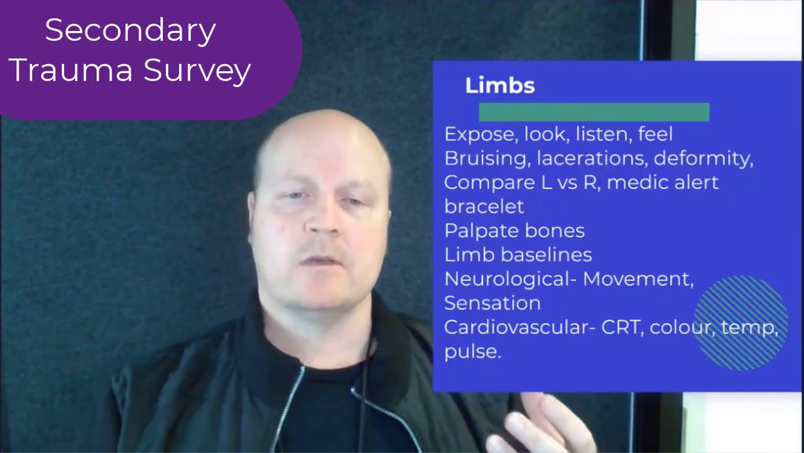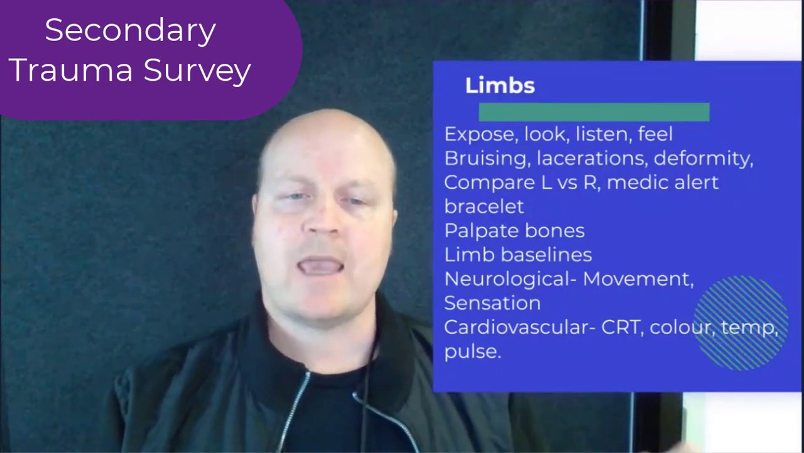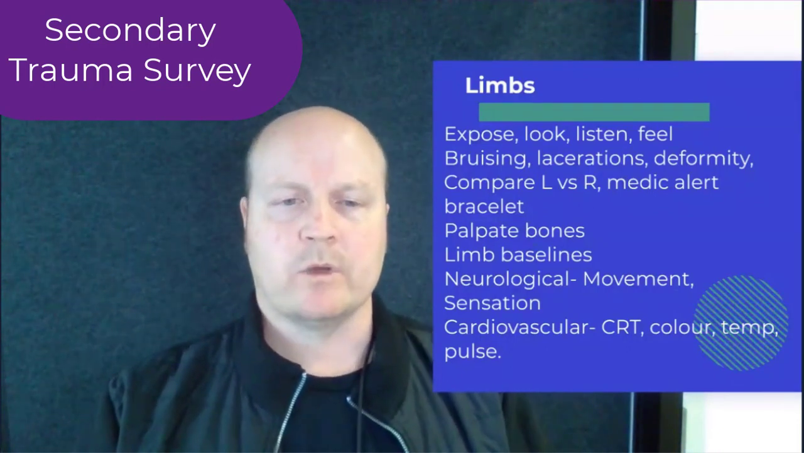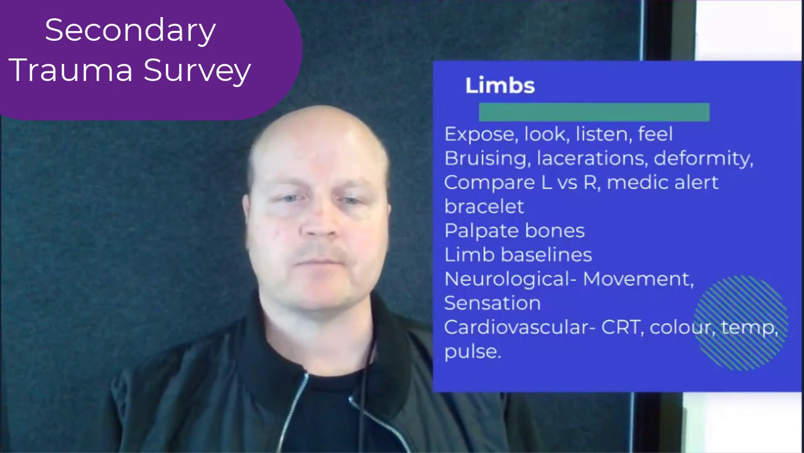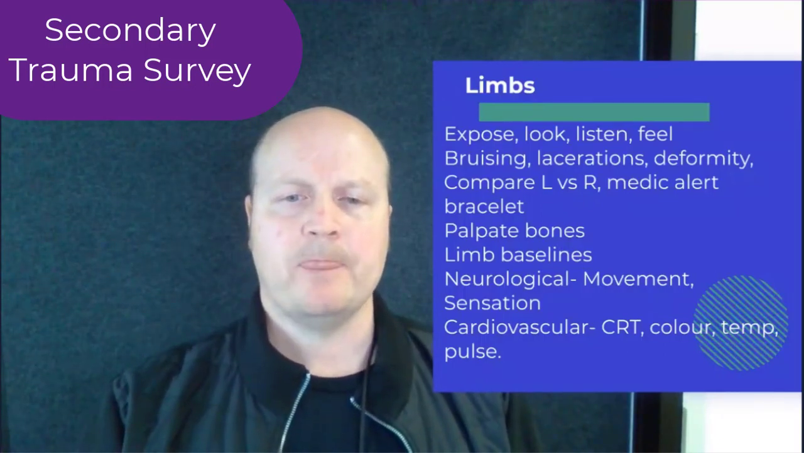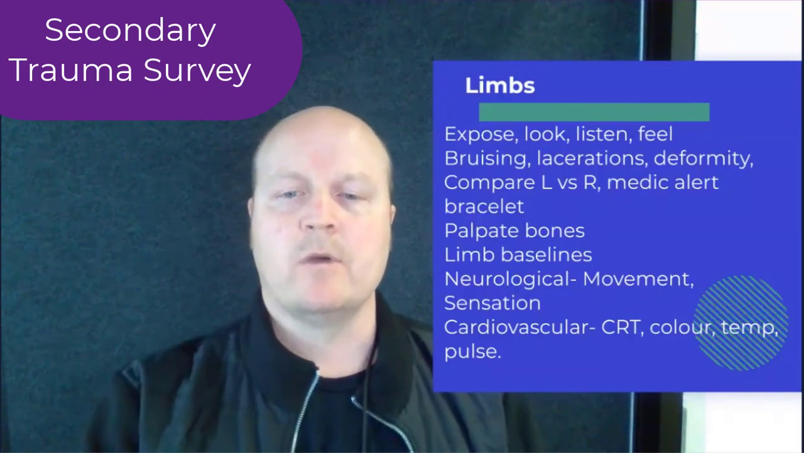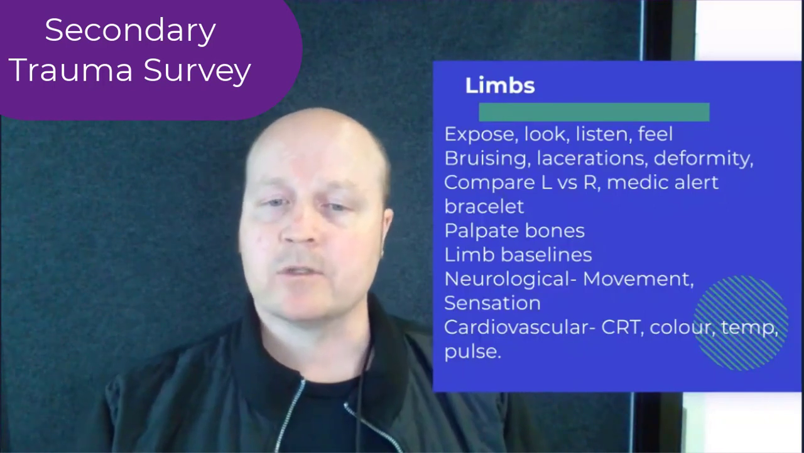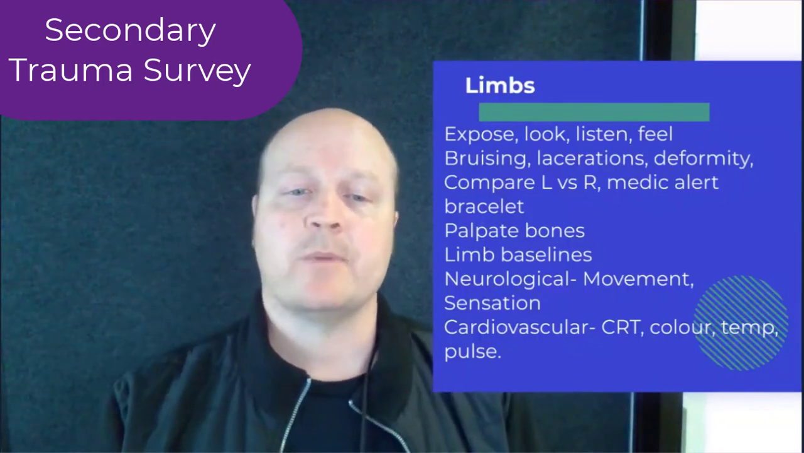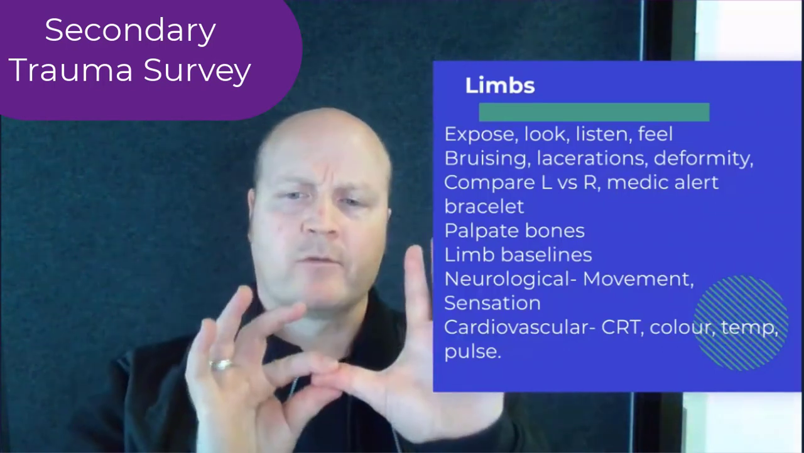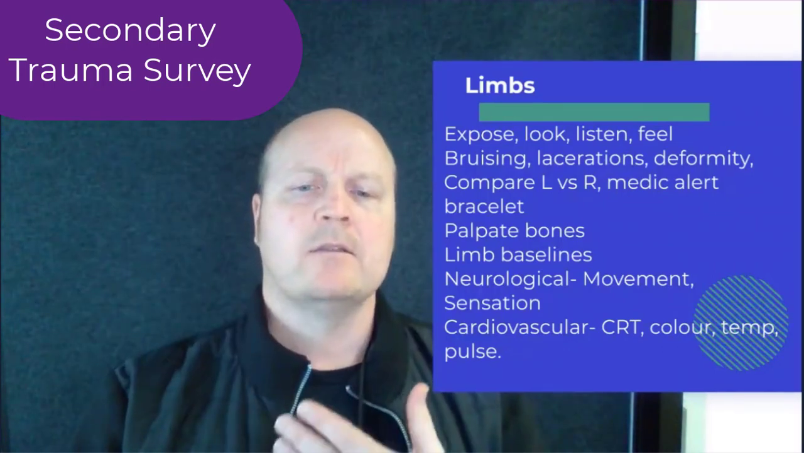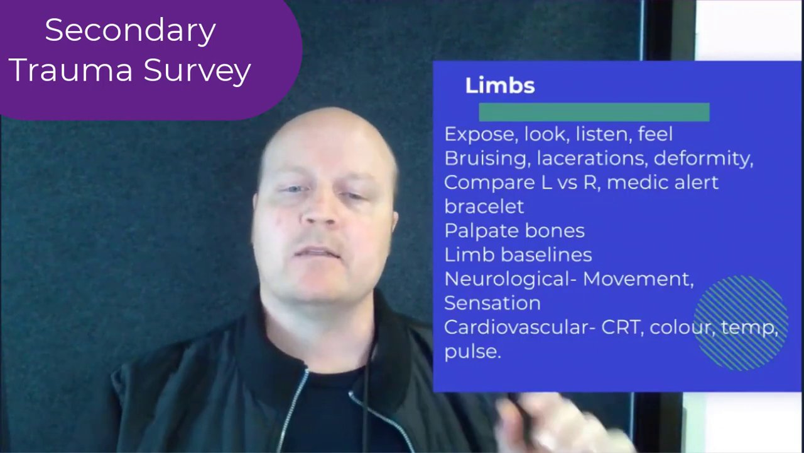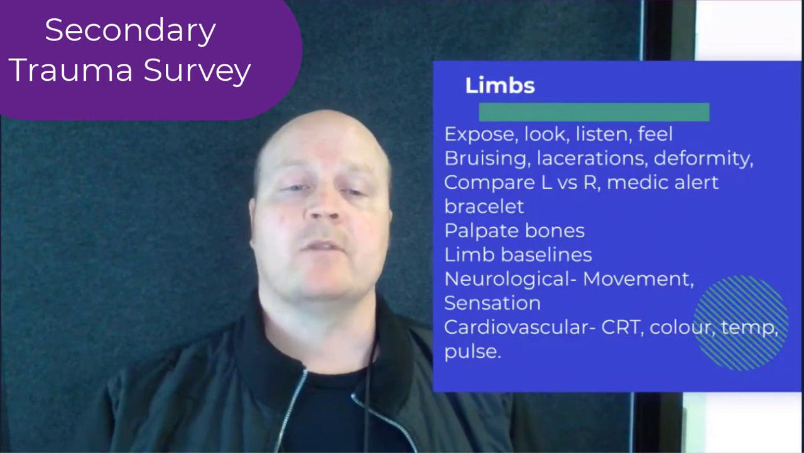And then we want to look at the limb baselines. So our limb baselines, we have neurological ones, so can they move that limb? Can you wiggle your fingers, bend your elbow? Can you wiggle your toes, move your foot and knee? And then sensation, can you feel this? So light touch, can you feel this? Can you feel this? And comparing both sides. Then our cardiovascular baselines, we're looking at capillary refill time, the skin color, the skin temperature, and pulse. And again, comparing left arm to right arm and left leg to right leg.